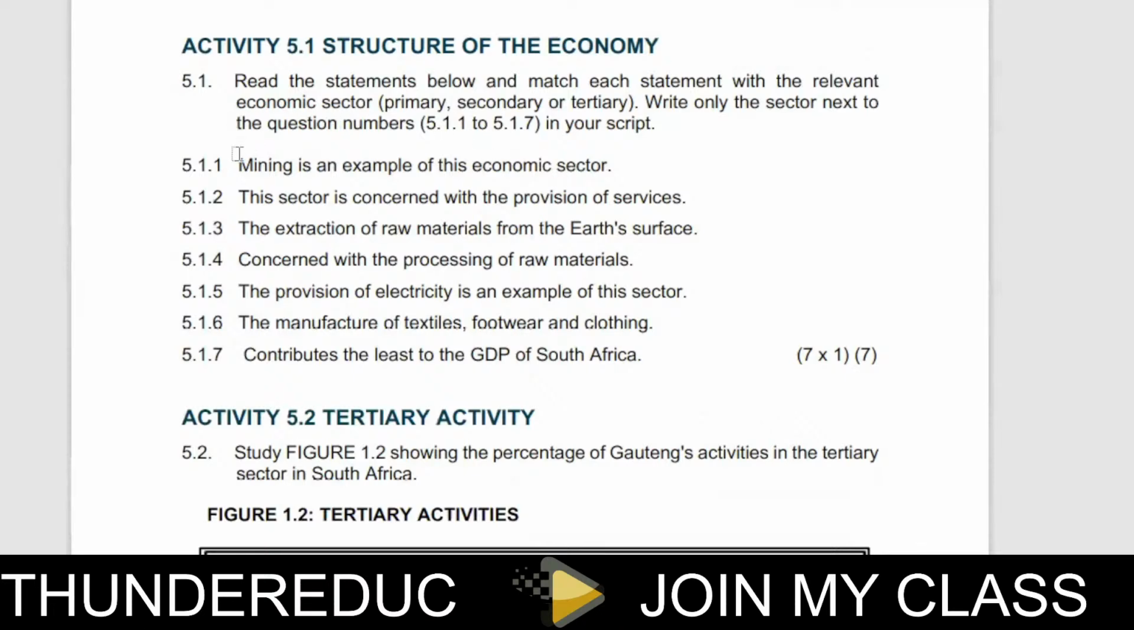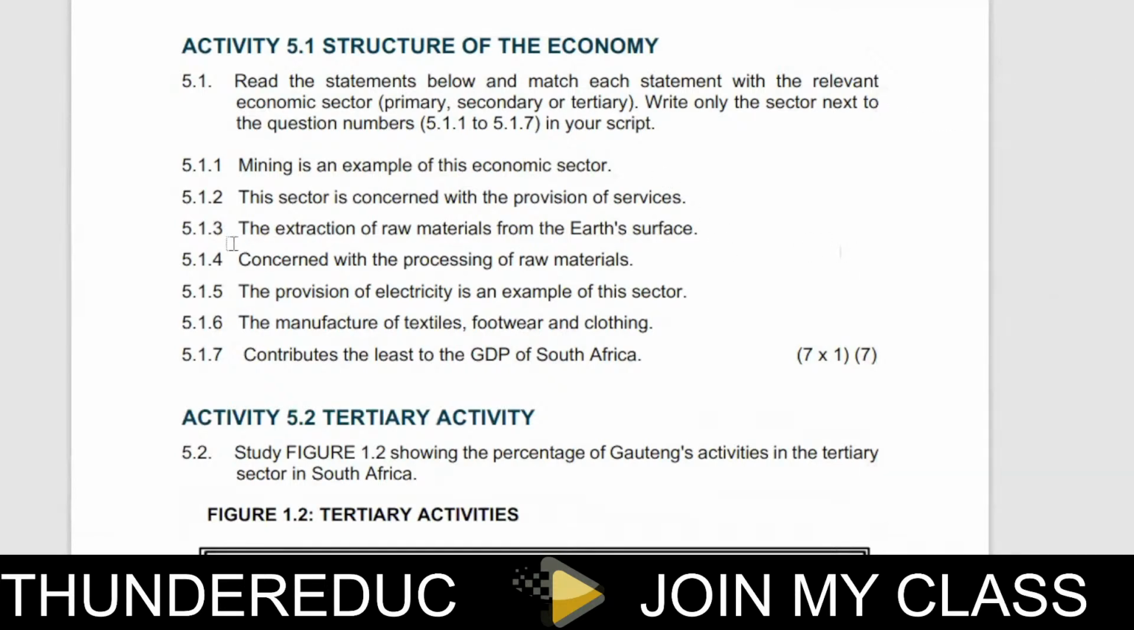Which one is mining? Think about it. If in any case you can write your answer somewhere down and you test yourself, then when I tell you the answer, you just tick yourself. That will be better. It will be okay if you assess yourself under that line. Mining is an example of this activity. Which activity? You know very well that mining falls under primary sector.